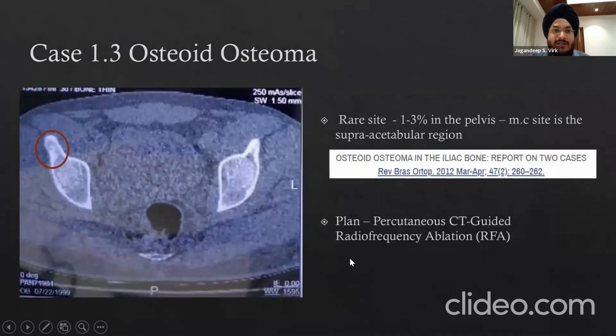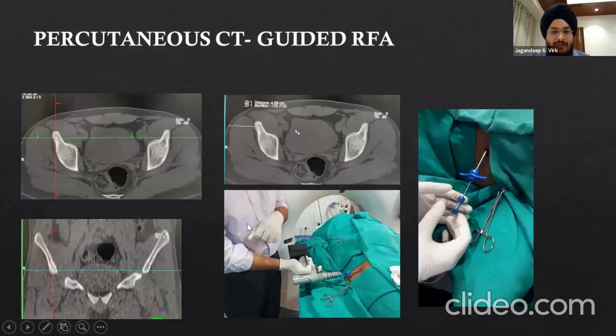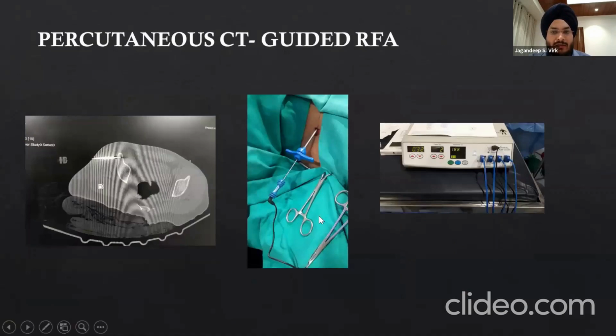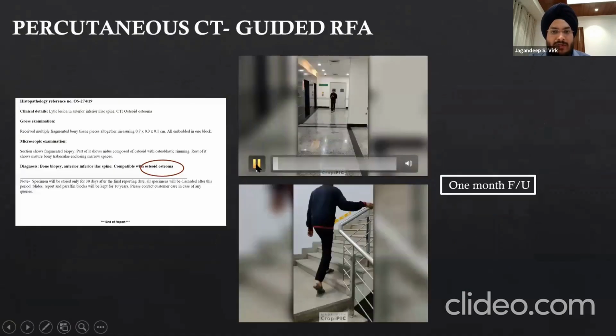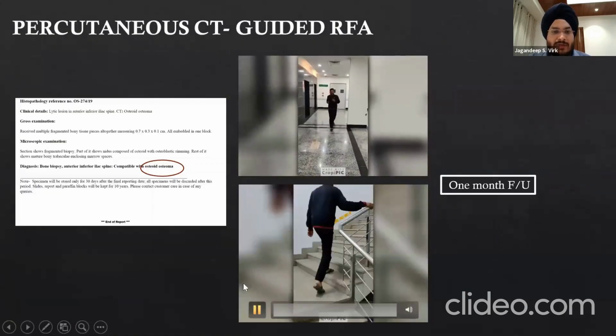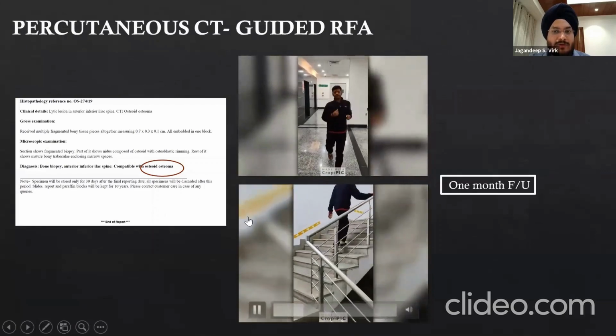Another case scenario is this time in a rather rarer location, in the supraacetabular region, although it has been reported that the supraacetabular region is the most common site of osteoid osteoma in the pelvis. So we again planned the RFA in the standard protocol, and this is the function at the end of 1 month. Histology confirmed it to be an osteoid osteoma.